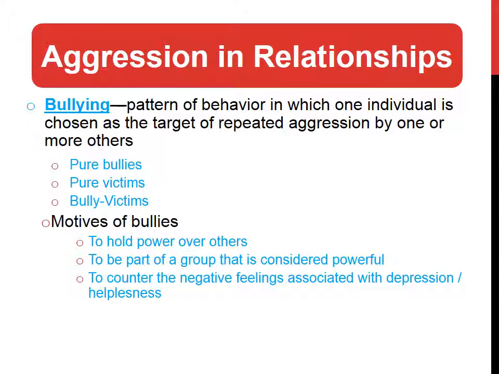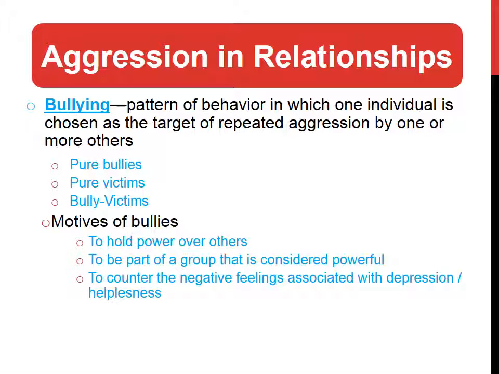Bullying is a pattern of behavior in which one individual is chosen as a target of repeated aggression by another individual or by a group of individuals. Bullies and victims can be categorized into three main categories. Firstly, some people are pure bullies, that is, they only bully, they are not bullied in return. Secondly, some people may be pure victims, that is, they are only bullied and they are not bullies themselves. And thirdly, some are bully victims, which means that they may be the victims in one situation, but they may be the perpetrator or the bully in another. An example of this is a child who is abused at home and is the victim of home violence or family violence, who then chooses to prey on or target other children in the school environment where he or she is the bully.